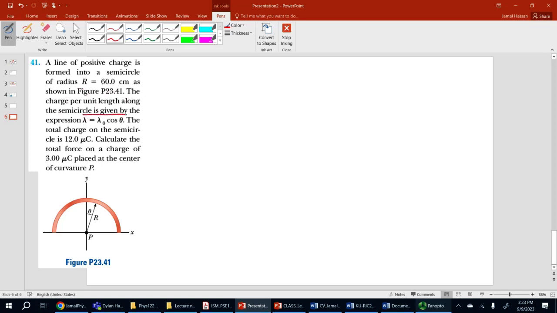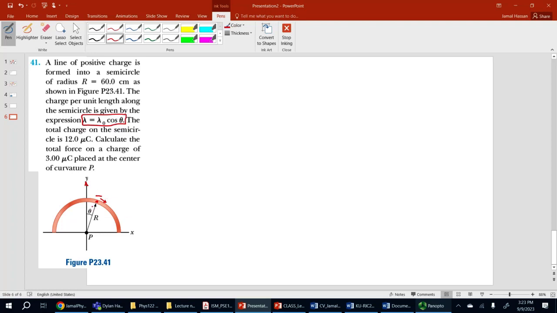So lambda is equal to lambda naught cosine theta. This indicates that the charge is not uniformly distributed, because you have cosine theta. Theta is the angle between the y-axis and a point on the charge. If you go this way, theta increases. If you go that way to the left, theta decreases. Theta is between 0 to pi over 2 and 0 to minus pi over 2. So theta in this question is between minus pi over 2 and plus pi over 2.